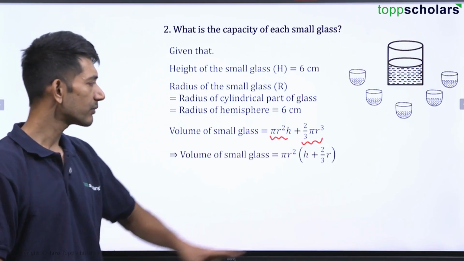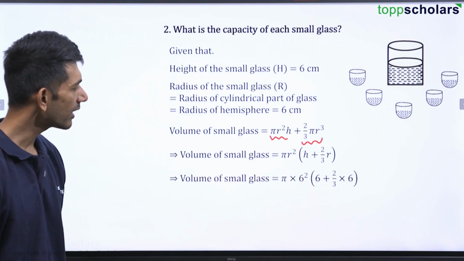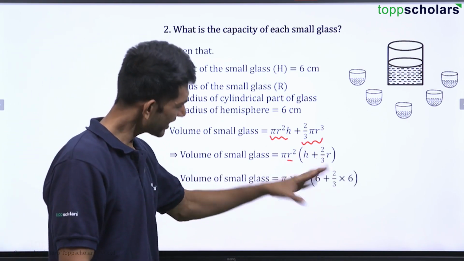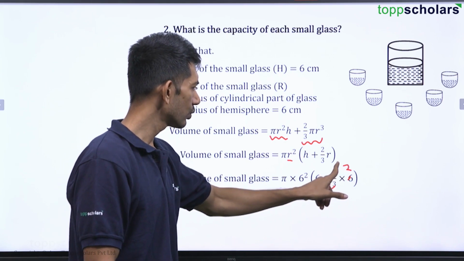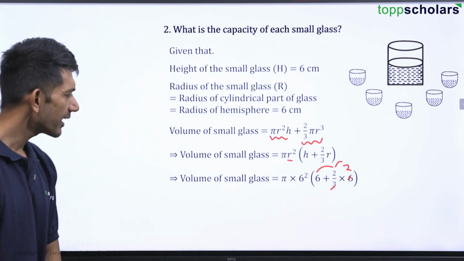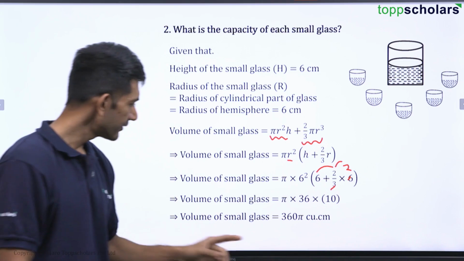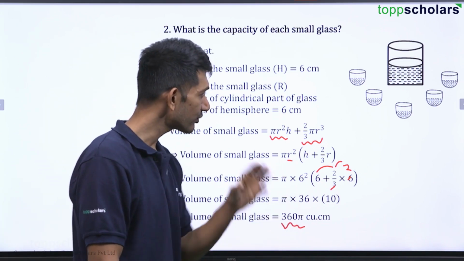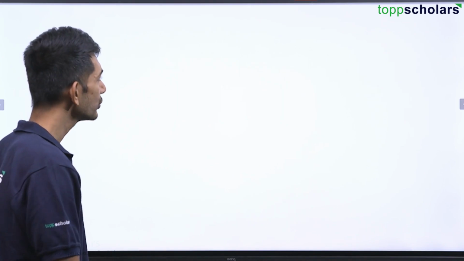Always remember, if something is common, take it common rather than solving it separately. Now you put the values of R. R is 6, H is 6, solve it further. This is 3 1s are 3, 2 2s are 4, 6 plus 4 is 10. So 36 into 10 is 360, that gives you 360 pi. Correct? 360 pi cubic centimeter is the volume of each small glass of juice.